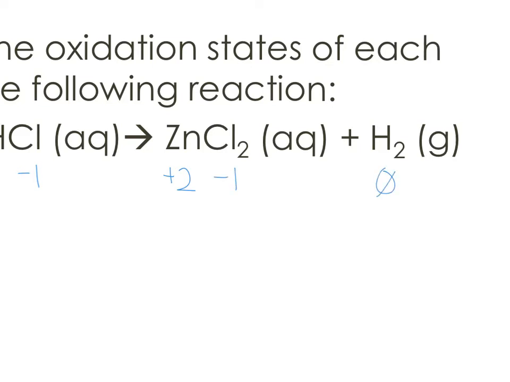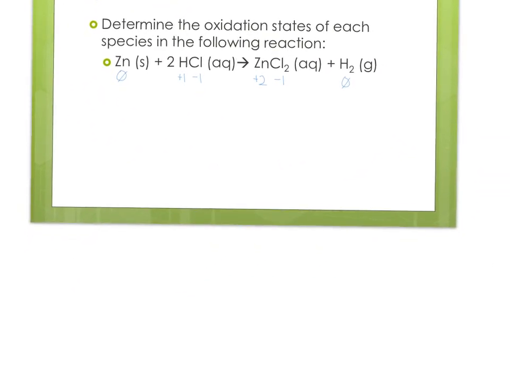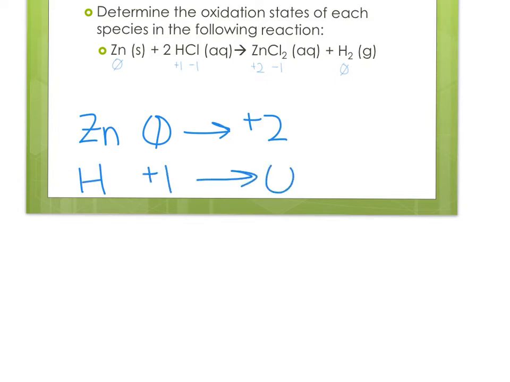Zero by itself. So what I'm going to recommend, and it's borderline required, is that when you're doing these, you need to write down what is changing. So for example, I'm going to write down that my zinc is going from 0 and turning into plus 2. What else is changing? Well, my hydrogen is going from plus 1 and changing into 0. Now I want to know what's being oxidized and what's being reduced.